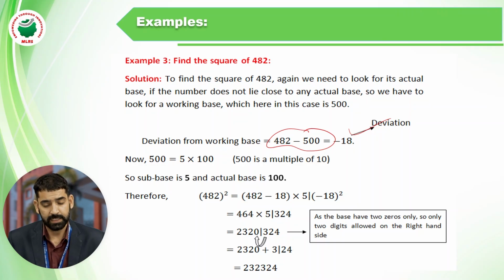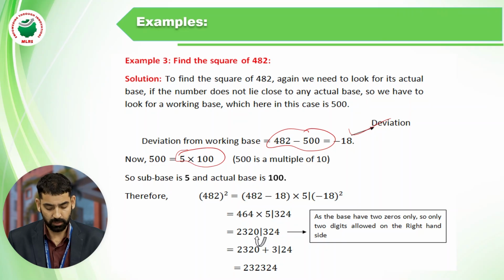Now we can see that 500 can be put as 5 into 100. And remember here, this is a 3-digit number. So the base is 100, the actual base is 100. So 500 can be put as 5 into 100, which means that 5 is the sub base and 100 is the actual base. 500 is the working base.